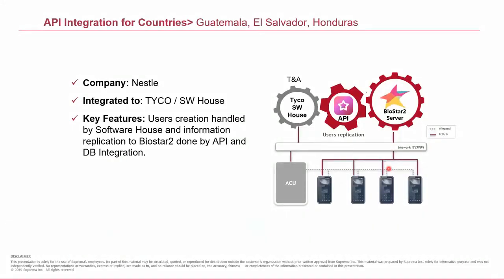Another case that we can mention here is the integration through the API with Tyco. In this case, the users' creation is being handled by Software House. This is specific, and the replication by the API and also database integration. Okay? So the Suprema devices are being connected through Wiegand to the third-party ACU, and through the API, the users' replication, to have them in both platforms at the same time, and then to have a more transparent integration.